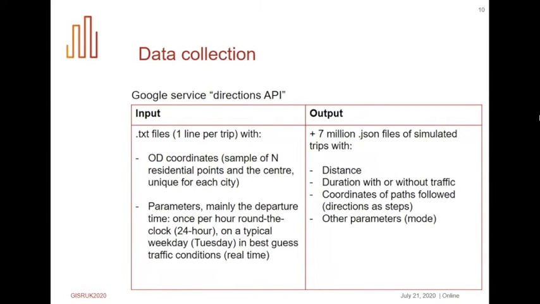So to derive this measure of congestion in cities, we use the Google Directions API, where we enter itineraries between every sampled residential point and the city centers. And we compute these trips at optimum traffic conditions and also in live traffic conditions once per hour for the 24 hours of the day. We chose a typical weekday, a Tuesday of September. So this results in more than 7 million trips at the end for the 300 cities.